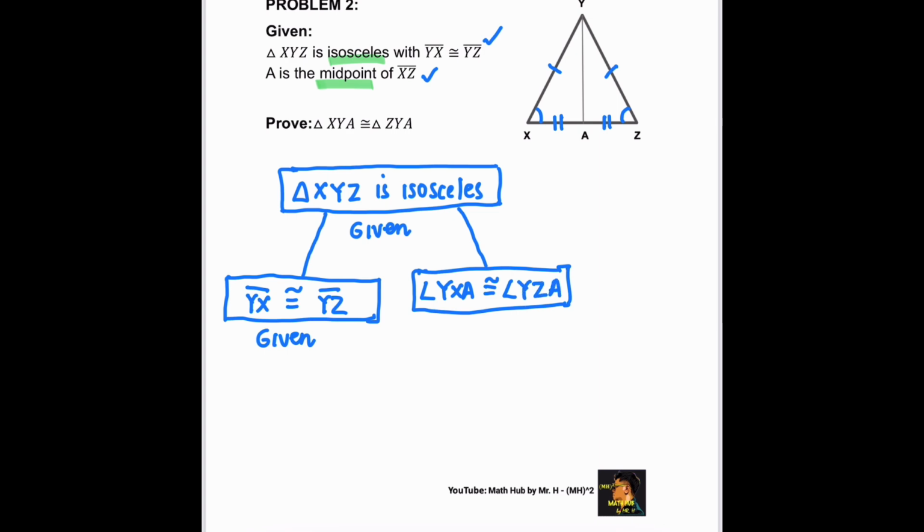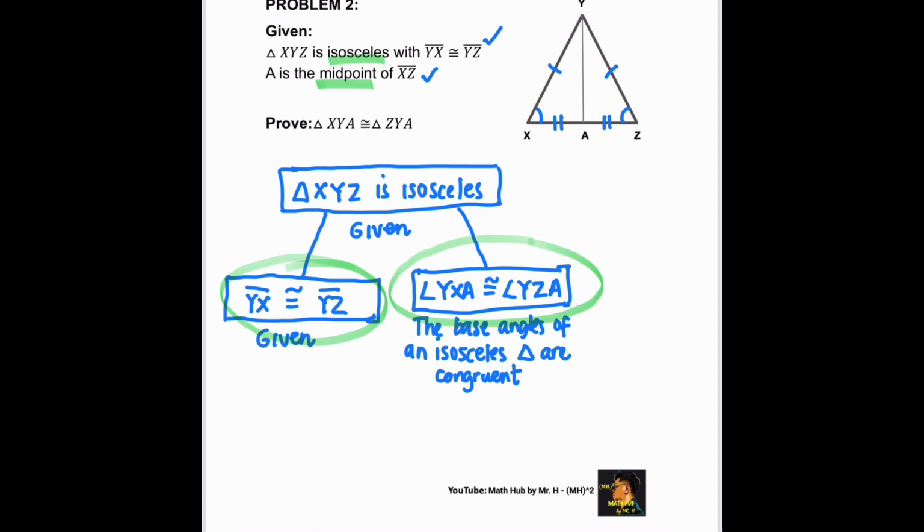The reason we can write is you have two options. You can write definition of isosceles triangle, or you can be more specific by writing down the base angles of an isosceles triangle are congruent. So these are the first two statements that we have.